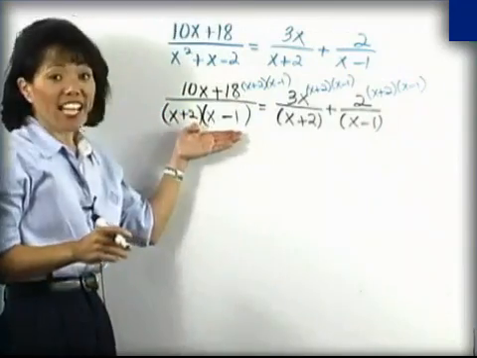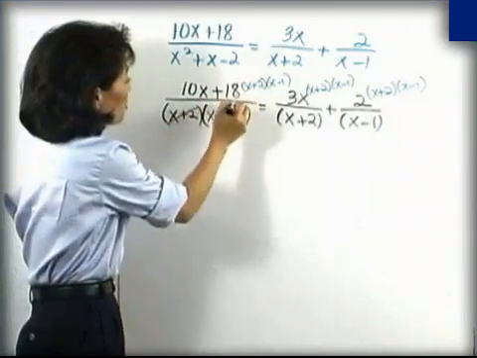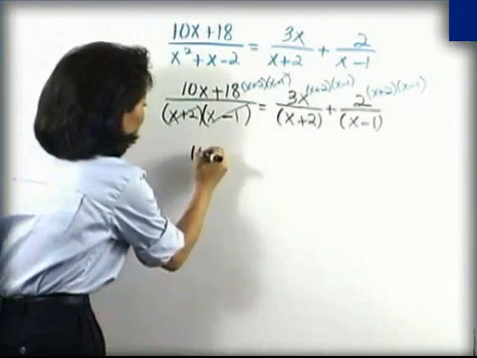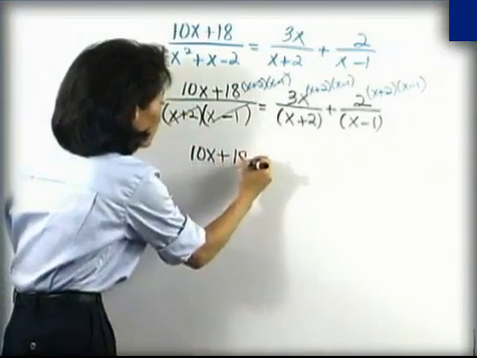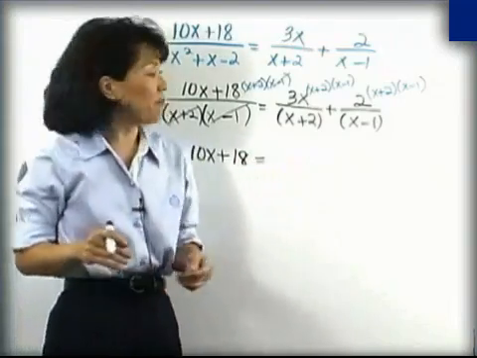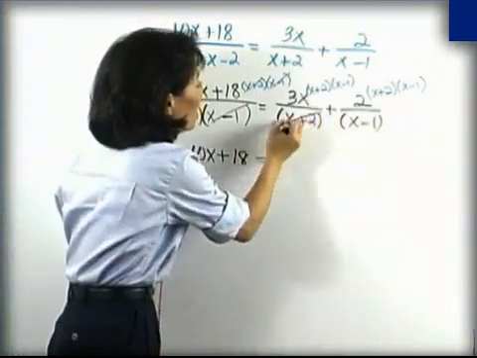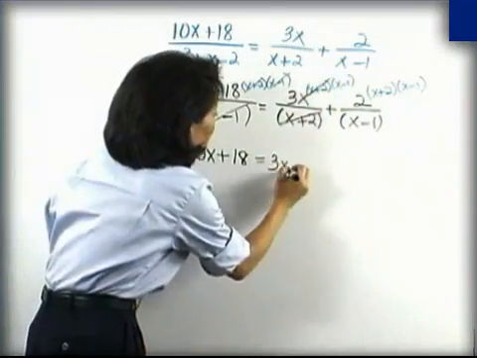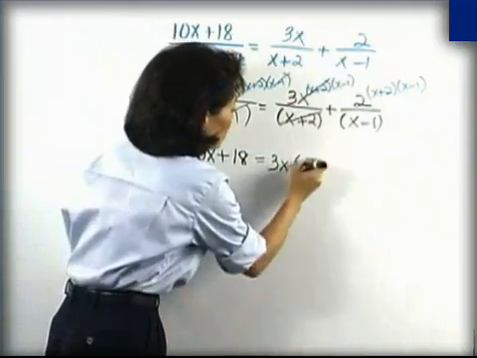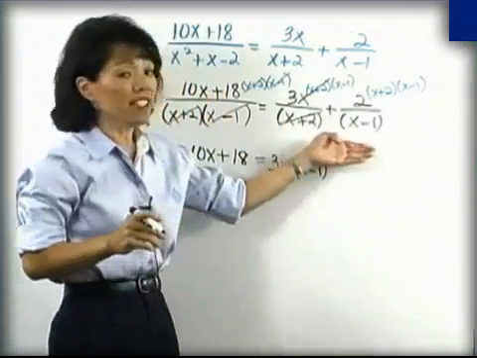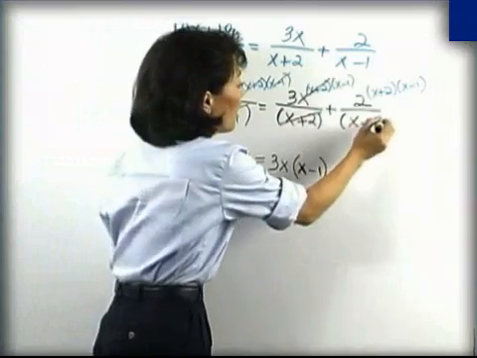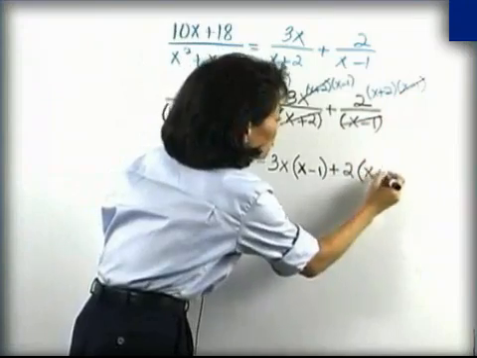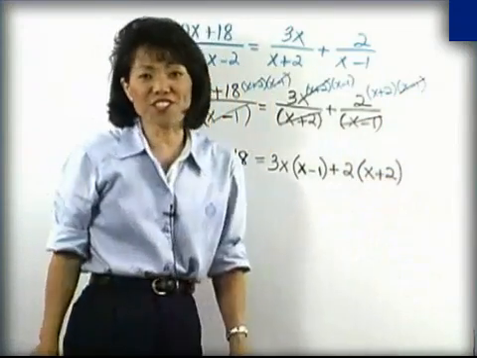When we do this on the left-hand side, do you notice that the x plus 2's and the x minus 1's divide out? That leaves us with a 10x plus 18 on the left side of my equation. On the right-hand side, you see that the x plus 2's divide out. That leaves us a 3x times an x minus 1. And similarly, in my last term to the right here, I see that my x minus 1's divide out, and I'm left with 2 times x plus 2.